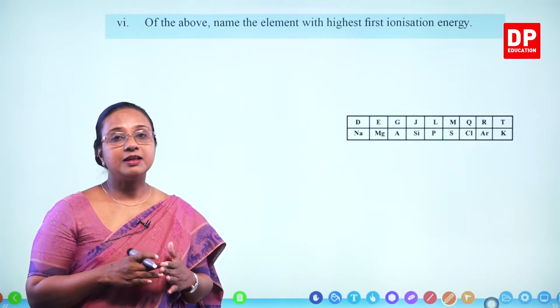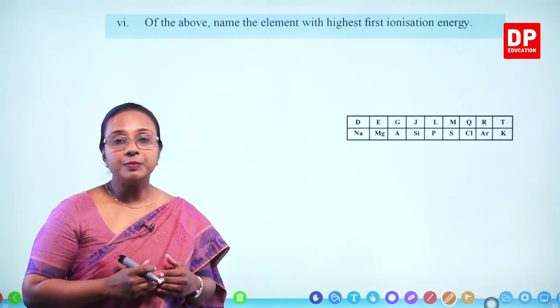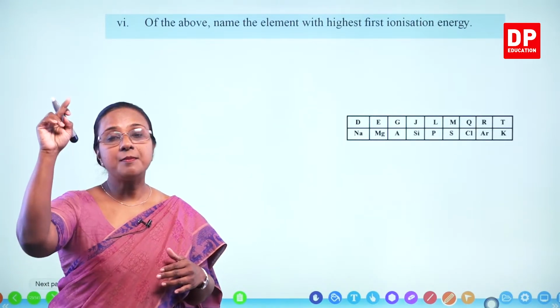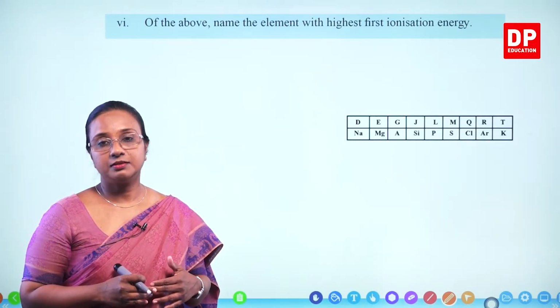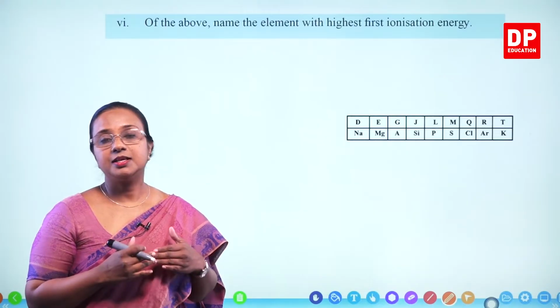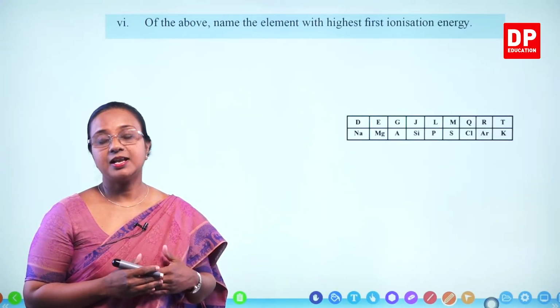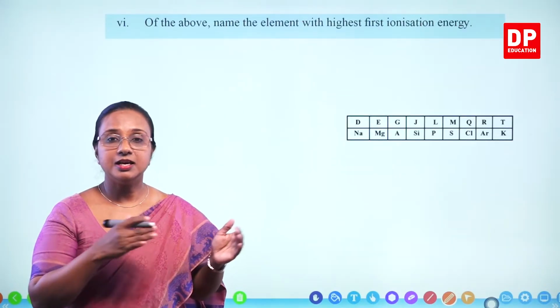And in that, always group 8 elements or group 0 elements come at the top of the graph, because the group 8 elements have the highest first ionization energy in a period.